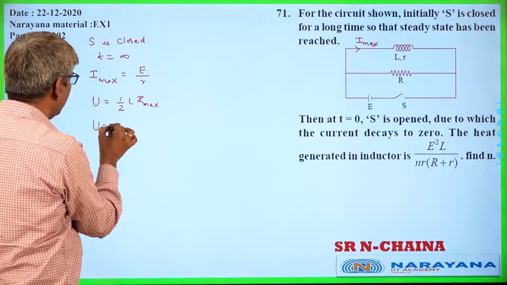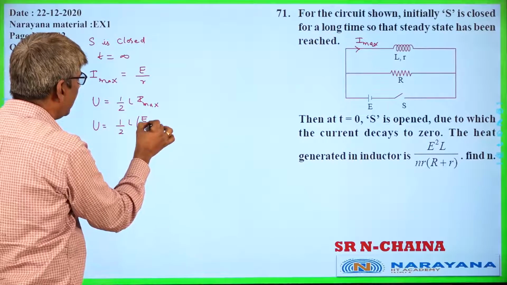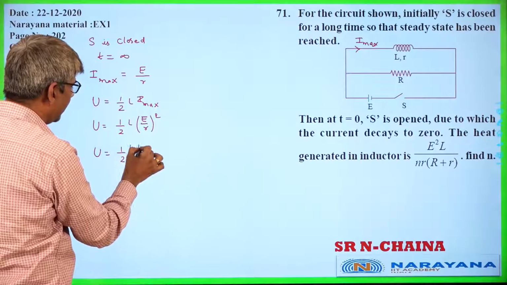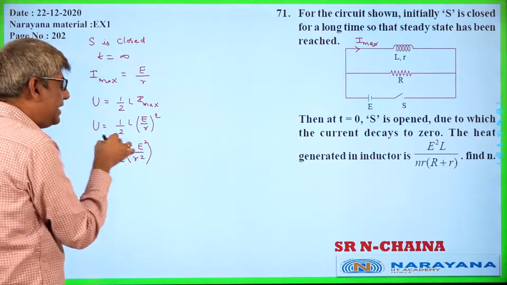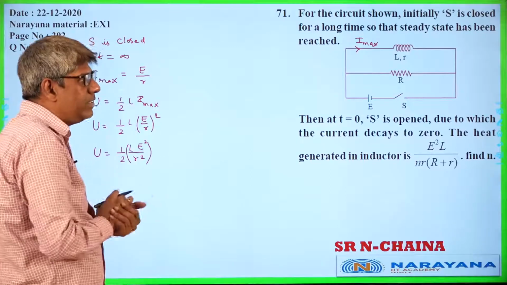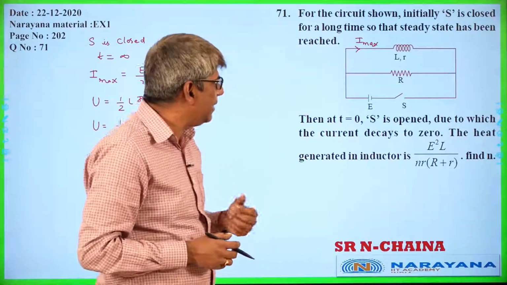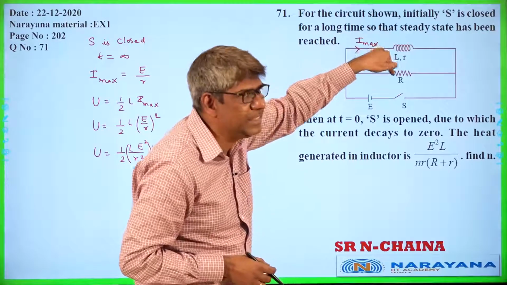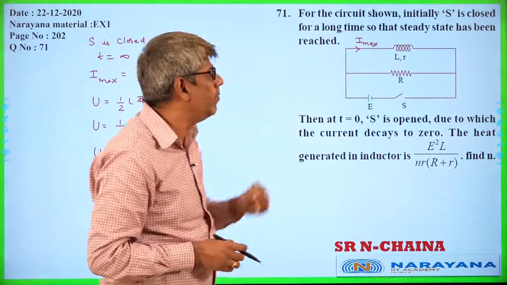So U is equal to half L I max squared, where I max is capital E by small r, whole square. So U is equal to 1 by 2 L E square by small r square, the initial energy stored in the inductor due to growth. But now the key is being opened at t is equal to 0, and the current decreases to 0. Then if the key is open, this is ineffective. At that time, we can say these two are in series. When these two are in series, the same current flows through both of them.